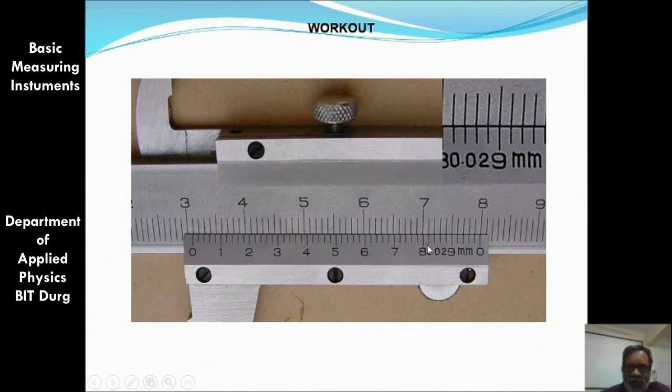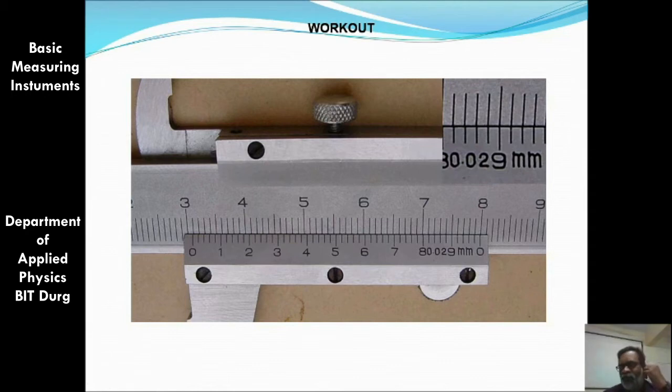So this is your task, and you are going to reply after the class is over, what will be the total reading of this vernier calipers. So that is the first task which is assigned to you. So please do it. The magnified form of this is being shown here to find exactly which division is coincident with any division of the main scale. So that's all about this vernier.